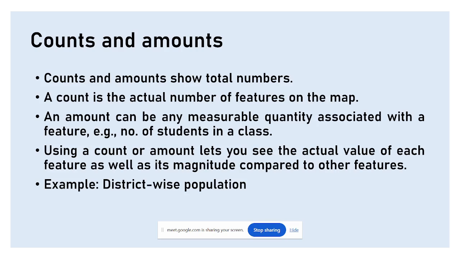So you have a state map in which you have the districts represented. For each district you have determined the population. That population class you have defined, like from this population number to this population number belongs to this category. And an amount can be any measurable quantity, like the number of students in a class. Using a count or amount lets you see the actual value of each feature as well as its magnitude compared to other features. So the example is, as I said, district wise population.